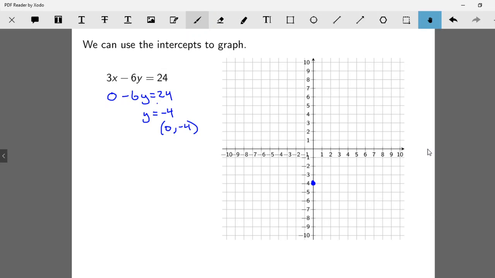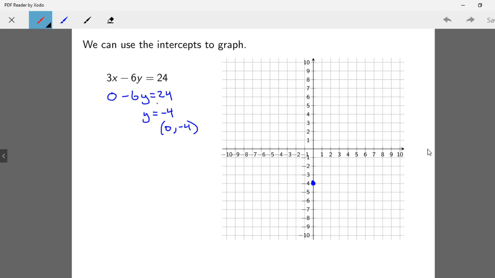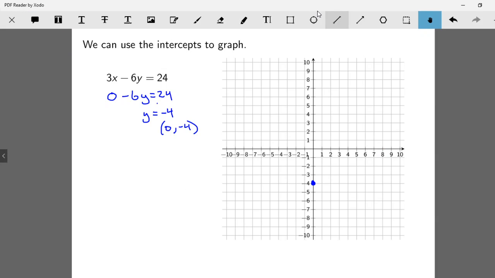Okay, so now what if I had y is equal to 0? Then I would have 3x minus 0 is equal to 24. Divide by 3 and we get x is equal to 8. So that's the point (8, 0). (8, 0) is right there. Great. We can connect those with a line.